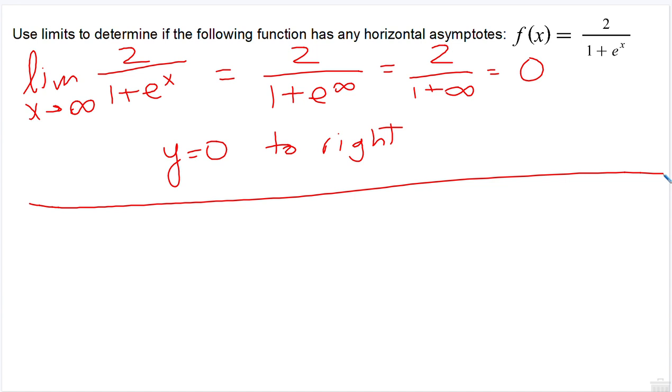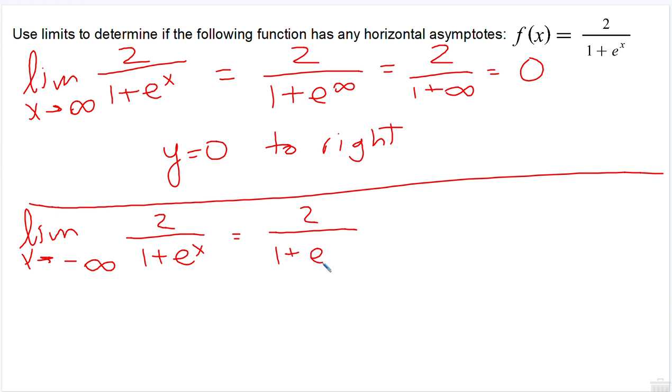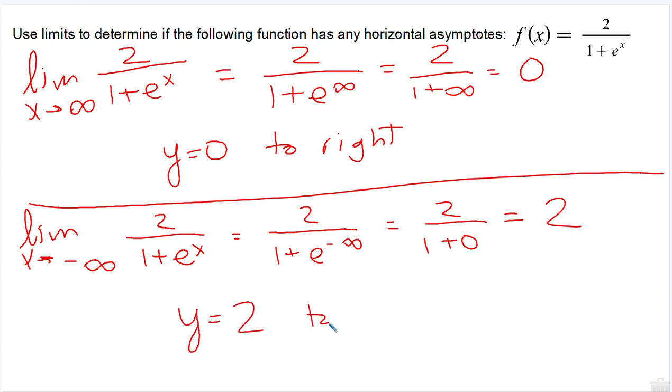And if I were to do this as I approach negative infinity, I then should look at this as 2 over 1 plus e to the negative infinity. Well, e to the negative infinity, we just talked about that. That's like 1 over e to the infinity. That's just like 0. This is just 2 over 1 plus 0, which is just 2, which tells us it should have a horizontal asymptote of y equals 2 to the left.